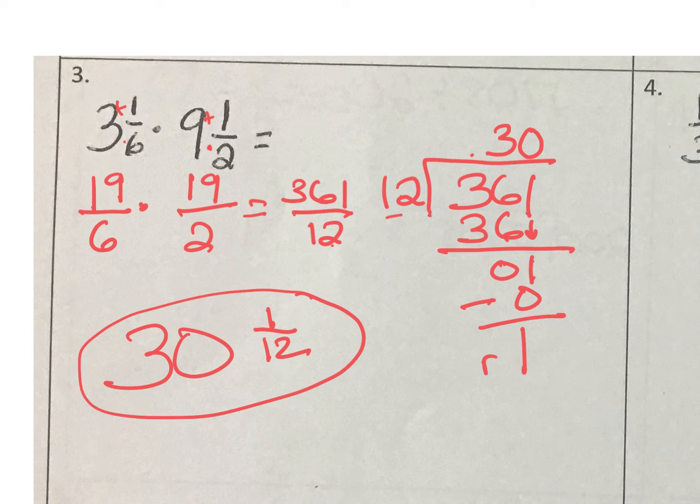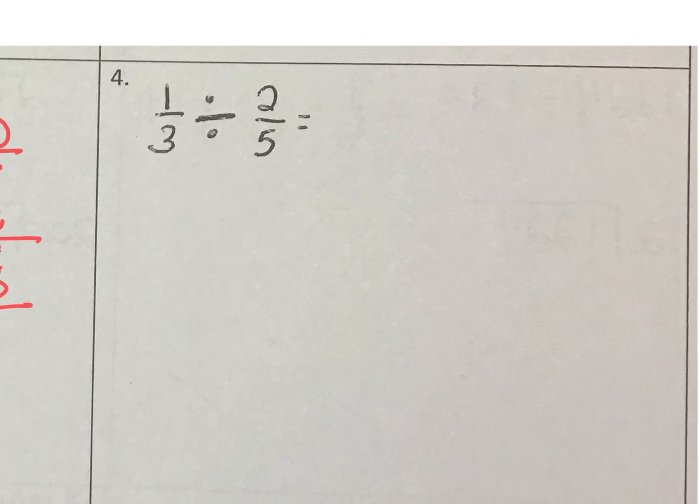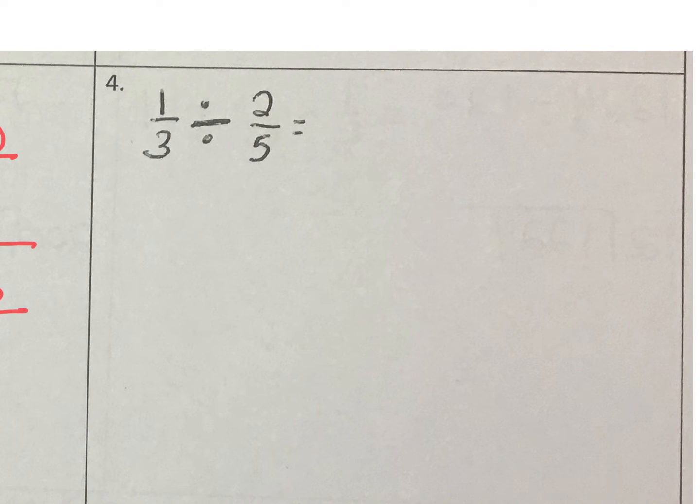All right, let's go to number 4 here. Okay, now we're switching from multiplication to division of fractions. So, before I do that, I know that I have a fraction and a fraction. So that's a fraction, that's a fraction. So I can't divide them. I have to do something before I can.